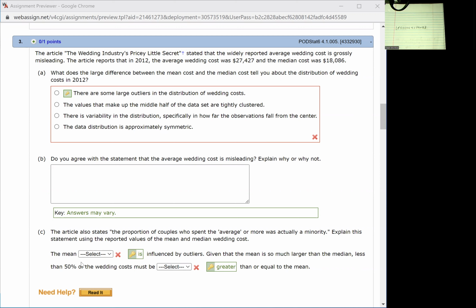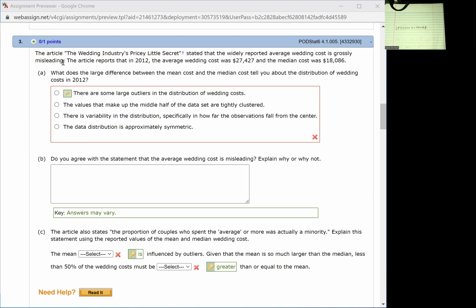I can see some of it, but I can't see the 50%. I don't know where he got the 50%. So anyway, I can see greater than, and I'll tell you why. I can see the answer, but I don't know where he got the 50%.